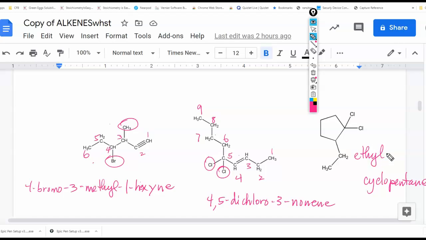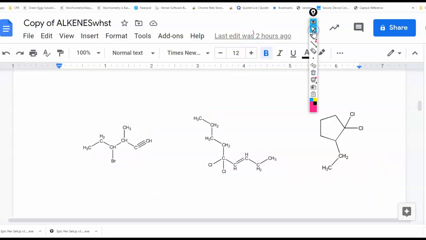So we're going to start from the chloros because they alphabetically come first. So this is 1, 2, 3, 4, 5. So I have 1,1-dichloro-2-, and then we have to put the ethyl cyclopentane there. There we go. Those are our names. Okay.